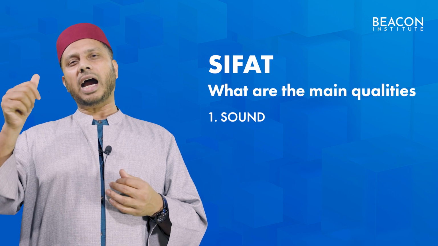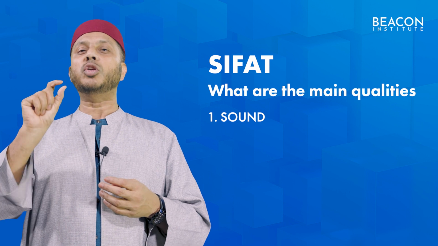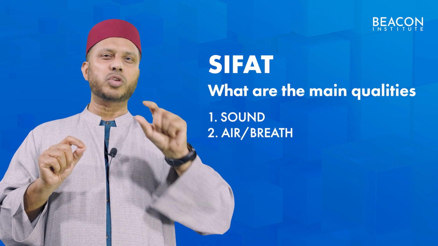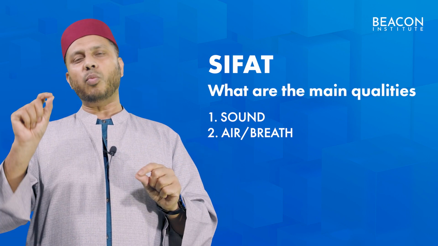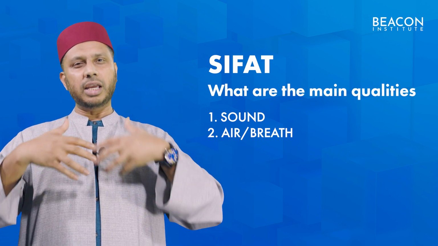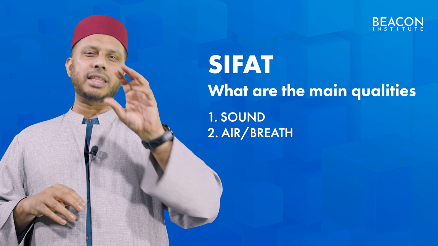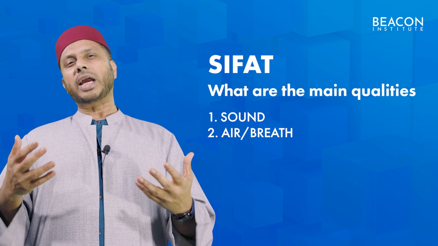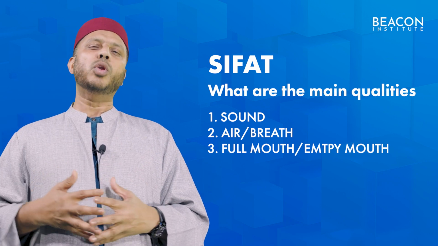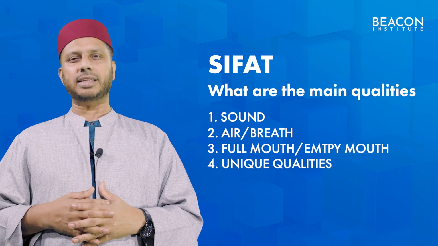So after the makhraj, where the letter is coming from, we will look at the sound. What do we do with the sound? Then we will move on to the air or the breath. What do we do with the air, breath? When I say what do we do with the sound and the air, breath, in terms of flowing the sound, trapping the sound, all those different aspects of it. So the sound, and then we will look at the air, the breath. And then we will look at the full mouth, empty mouth sound. And then we will look at if there is any unique quality of any of those letters.